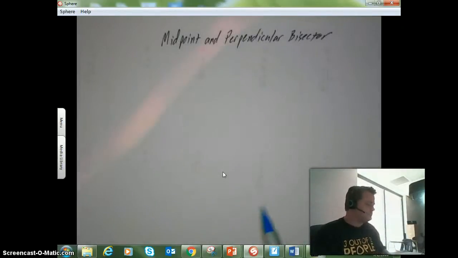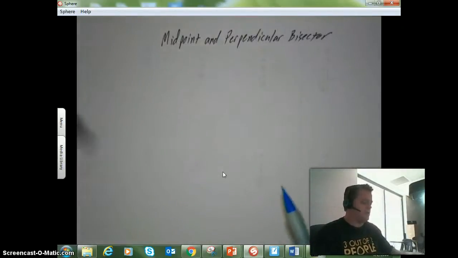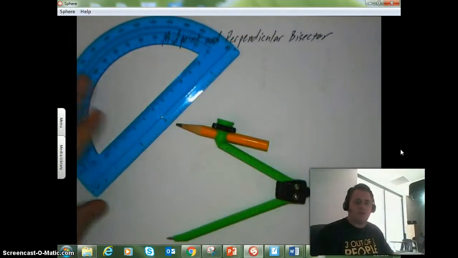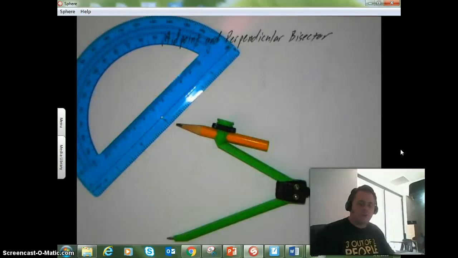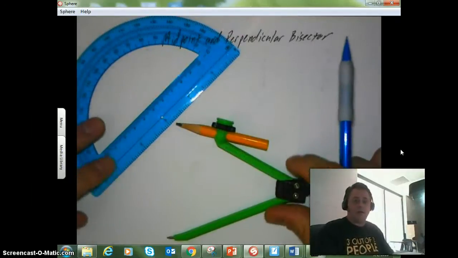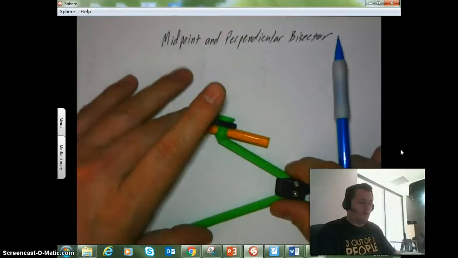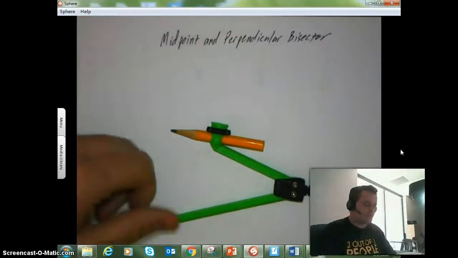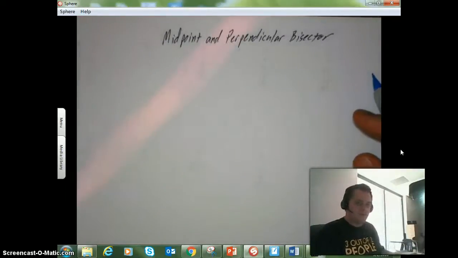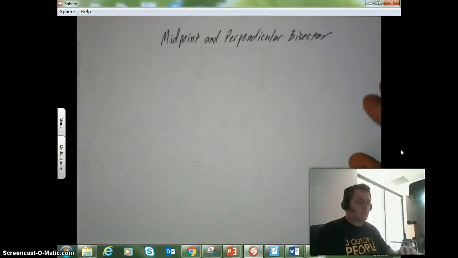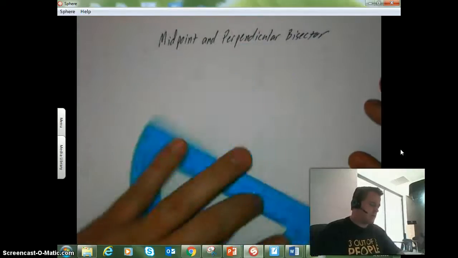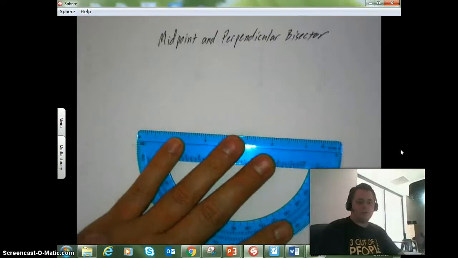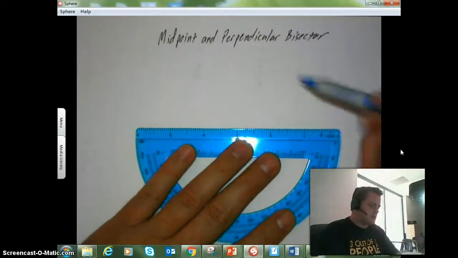What we're looking at now is how we're going to do a midpoint and a perpendicular bisector. With all of our constructions, we still need our compass and our straight edge, so make sure you have those handy. These are coming off of what we just did, copying a segment. This is a relatively simple construction, and one of the more useful ones, because being able to locate the midpoint or create a perpendicular bisector is very handy in a lot of situations.